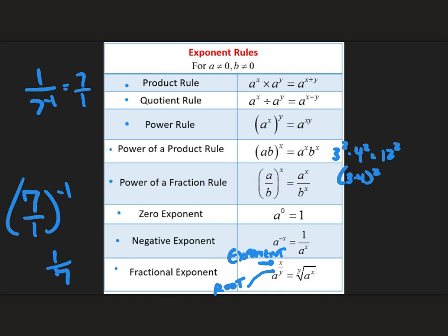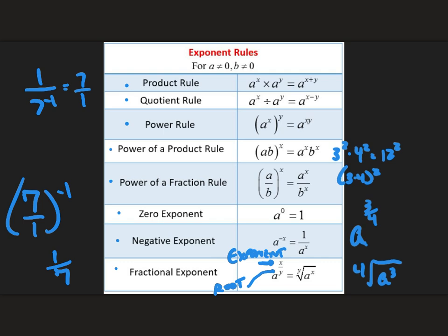So if I take a fractional exponent like a to the 3/4, what this means is the 4th root of a cubed. Your numerator in a fraction becomes the exponent, your denominator becomes the root.